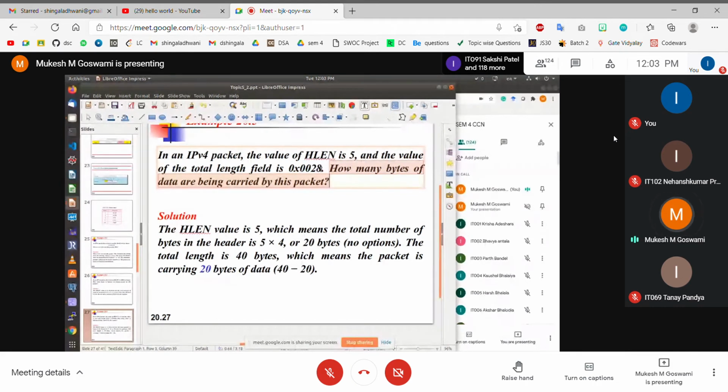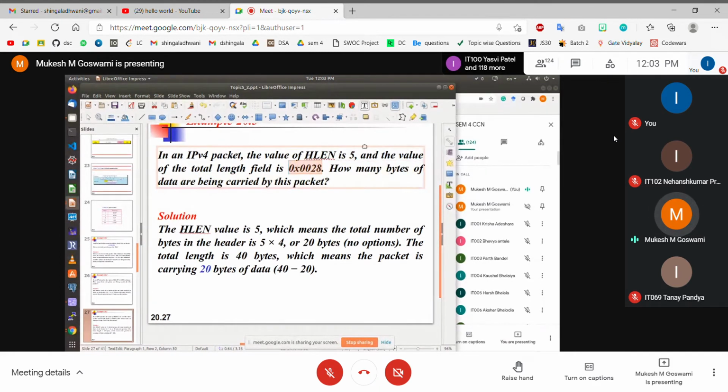So we have the total length, we have the header length. What we need to do is subtract the header length from the total length. When we subtract the header length from the total length, what you get is the length of the data, right? That is exactly what we are expected to answer here: how many data bytes are being carried by this particular packet. So basically I would like to know the amount of data bytes in this particular packet. And in order to find that, I have to subtract the header length from the total length, right?